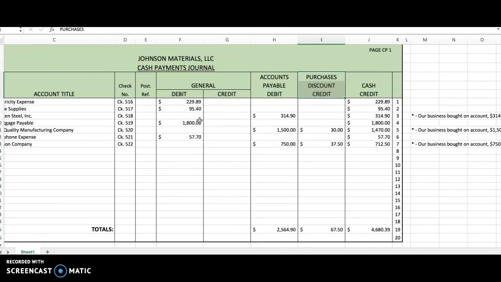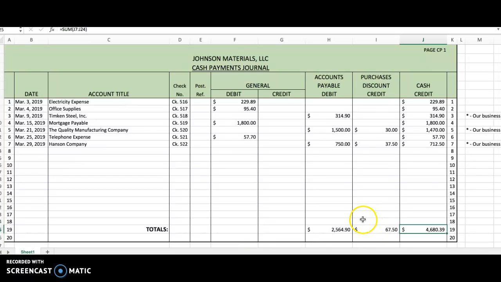Let's take just a bit of a look at posting. And again, the advantage of these kinds of journals is that we save a lot of time in the general ledger when we do the posting. There could be many, many cash credits in this particular company. I've got just a few here, but we don't post to the cash account individually these amounts. We simply post the total, the $4,680.39. This could be done daily, weekly, or monthly. It varies on how much business the company does. That will determine how often they do the posting.